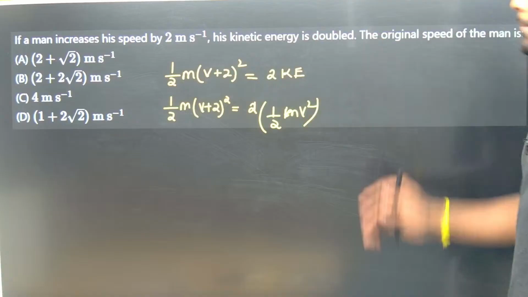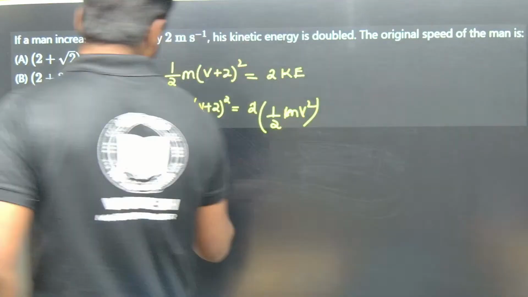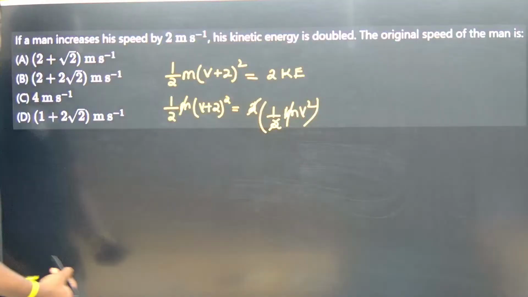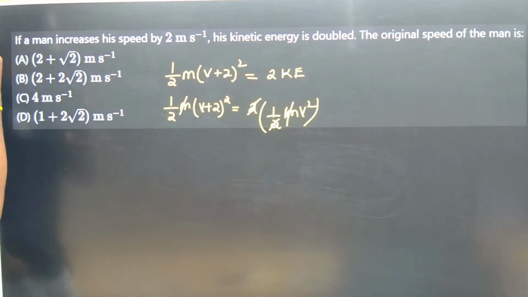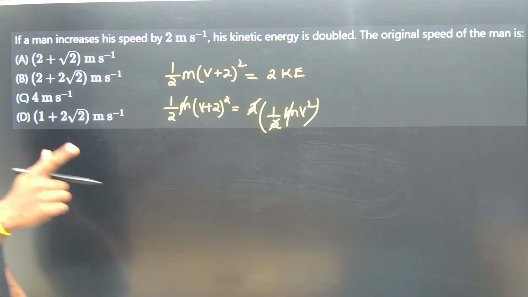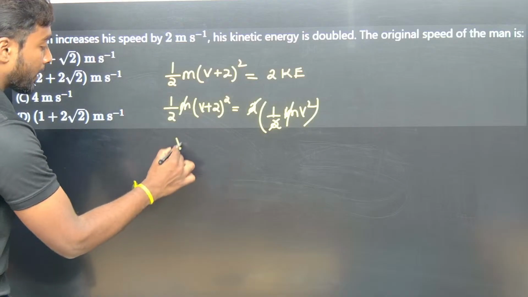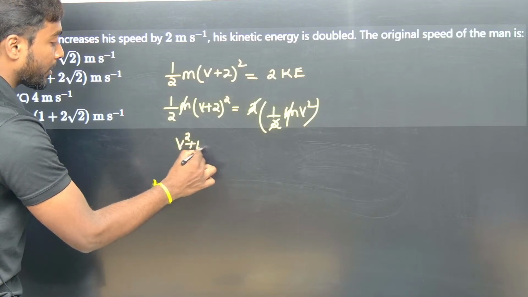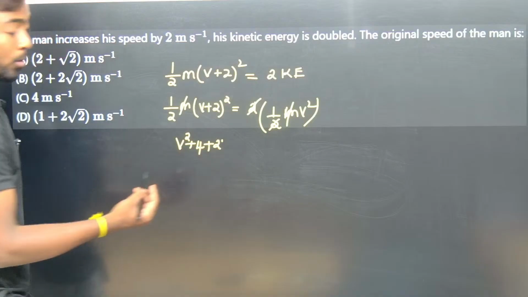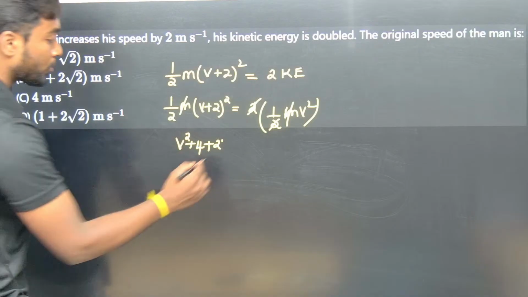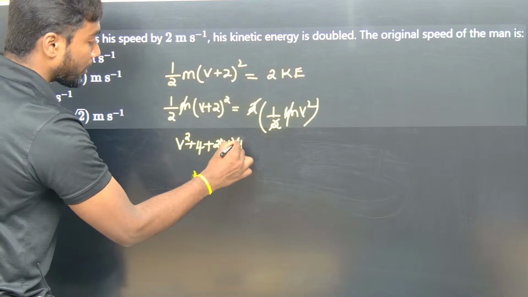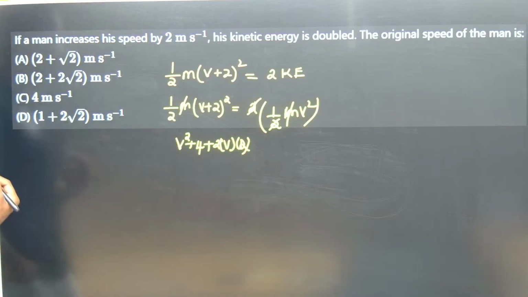So 2 and 2 will get cancelled, m and m also will get cancelled out. So (v plus 2) the whole square means, a plus b the whole square is a square plus b square plus 2ab, 2 times a into b.